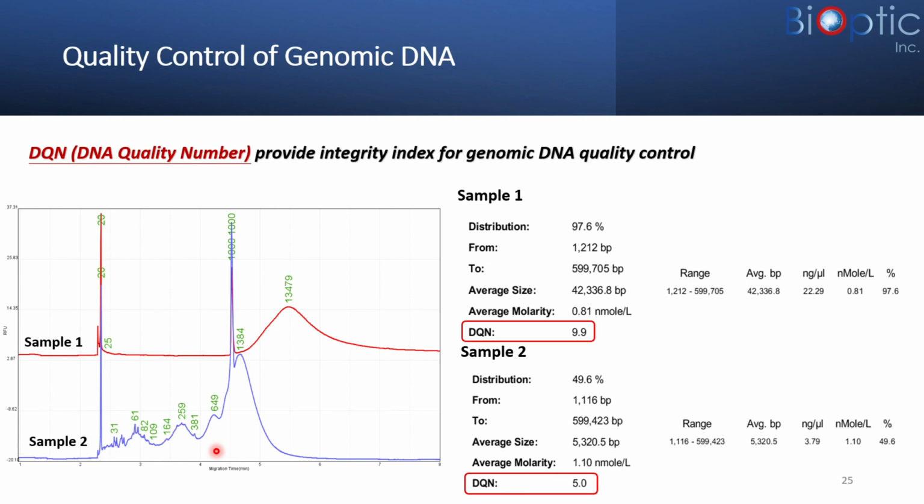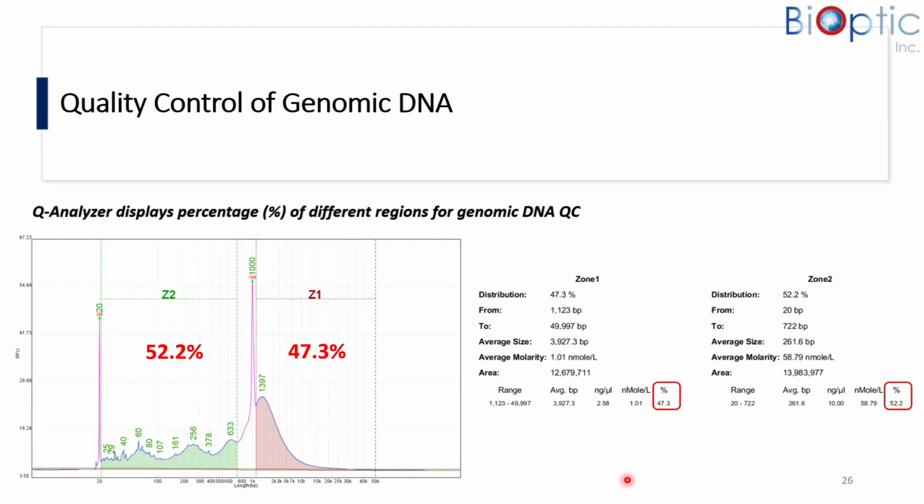After analyzing the genomic DNA on the QSAP platform, QSAP can automatically calculate the average size of the genomic DNA as well as provide the DNA quality number, the DQN number, as the integrity index for genomic DNA quality control. The DQN number is from 1 to 10. When the genomic DNA is degraded, the DQN will be lower, as in sample 2 compared to intact genomic DNA.